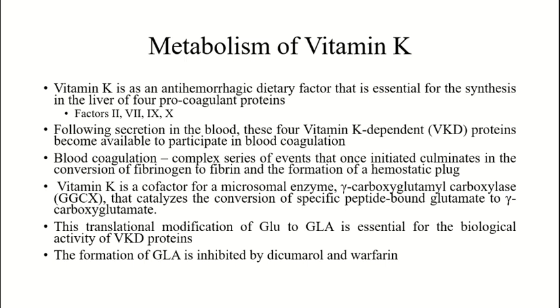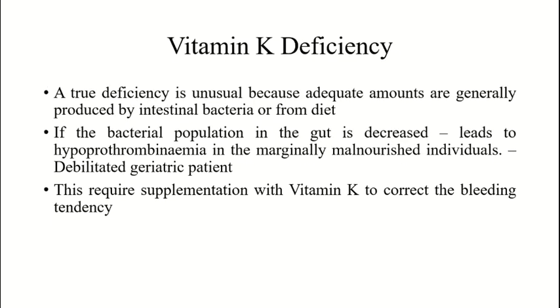Now, the formation of carboxyglutamate is inhibited by dicumarol and warfarin. A true deficiency is unusual because amounts are generally produced by intestinal bacteria or derived from the diet. In an unfortunate circumstance where the bacterial population in the gut is decreased, this will lead to hypoprothrombinemia in marginally malnourished individuals. To circumvent this, supplementation of vitamin K will correct the bleeding tendency.